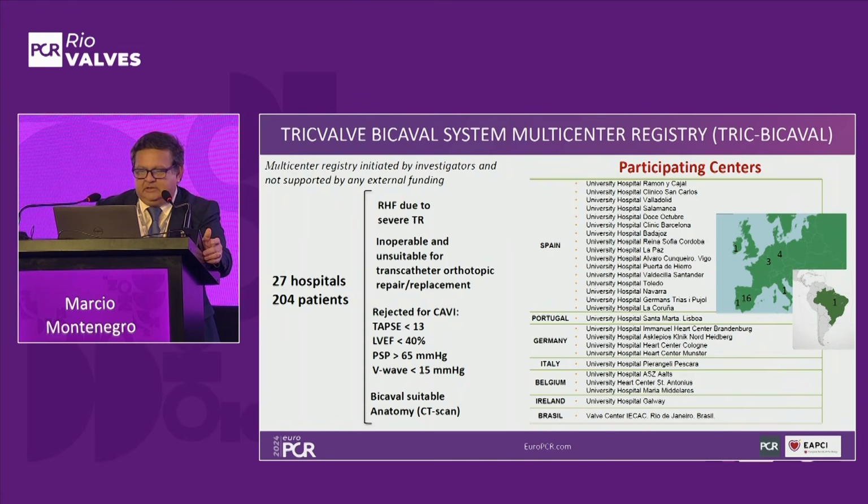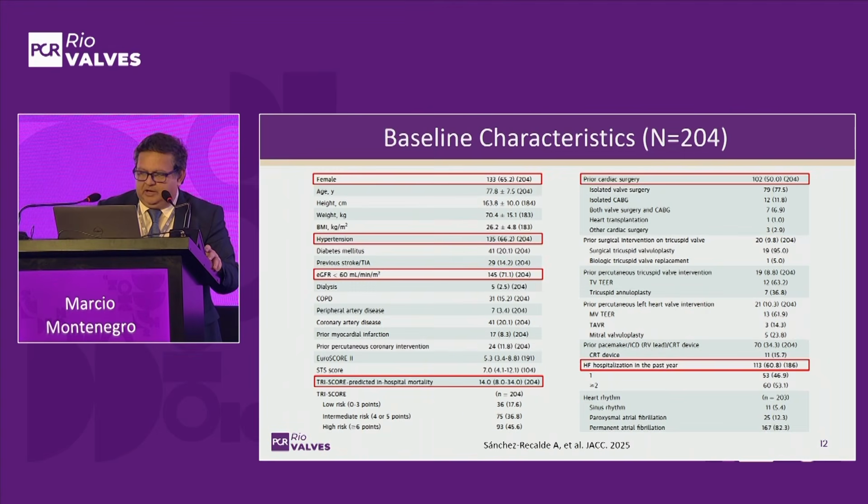As you can see here, the patients had right heart failure due to severe TR, inoperable and unsuitable for transcatheter orthotopic repair or replacement, and were rejected for CAVI when the TAPSE is below 13, the LVEF below 40%, the pulmonary systolic pressure above 65, and the V wave below 15 millimeters. And for sure, the anatomy needs to be suitable for the bicaval.